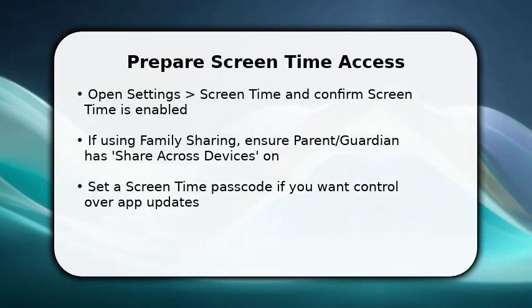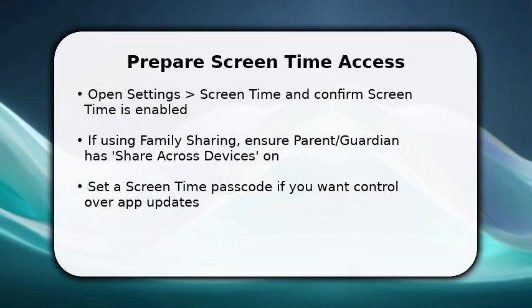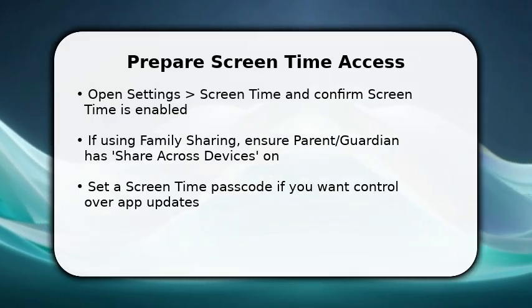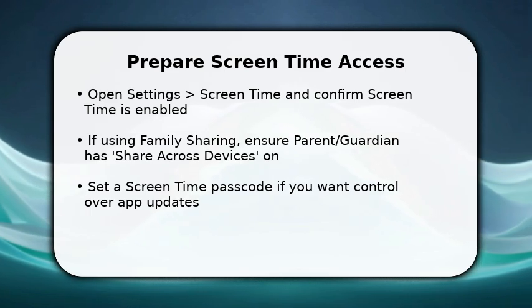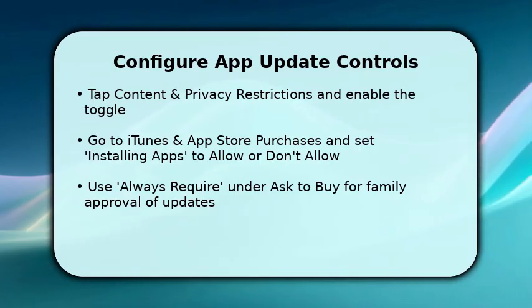This prevents automatic overrides. Now that prerequisites are in place, proceed to the actual app update permissions and approval settings for managed devices and child accounts. Next, you dive into content and privacy restrictions to control installations and updates.